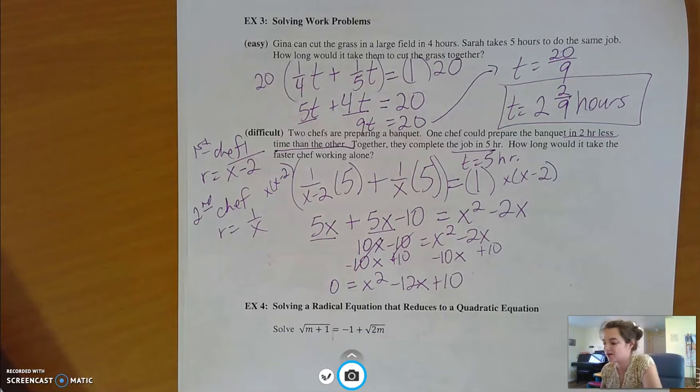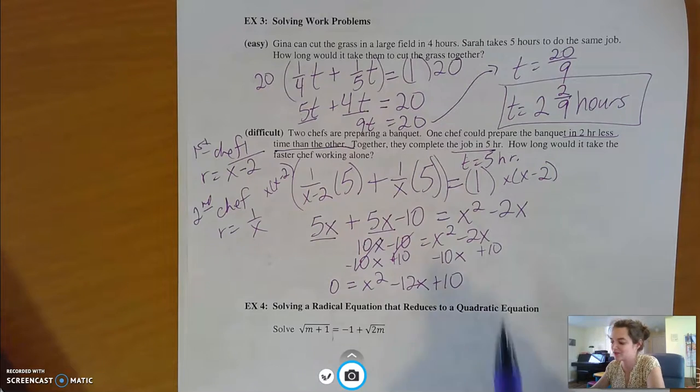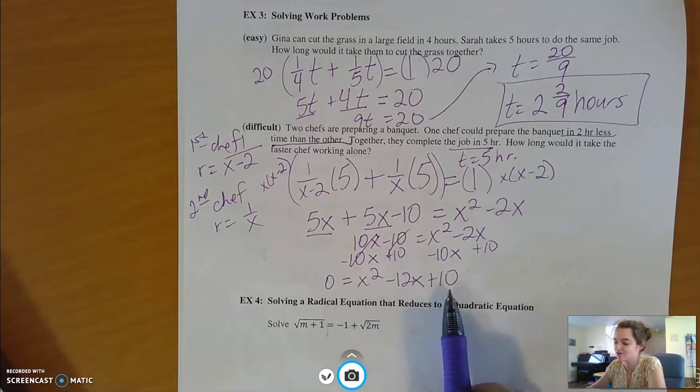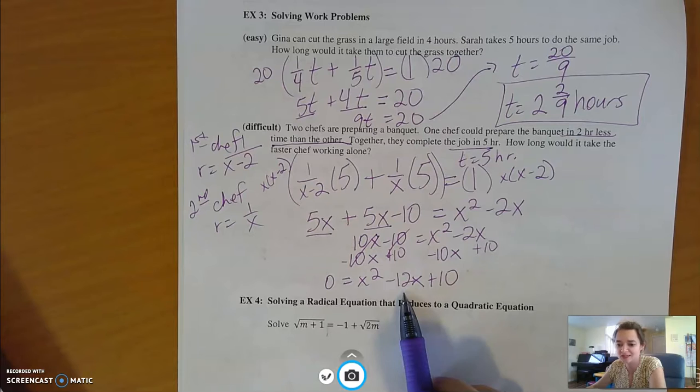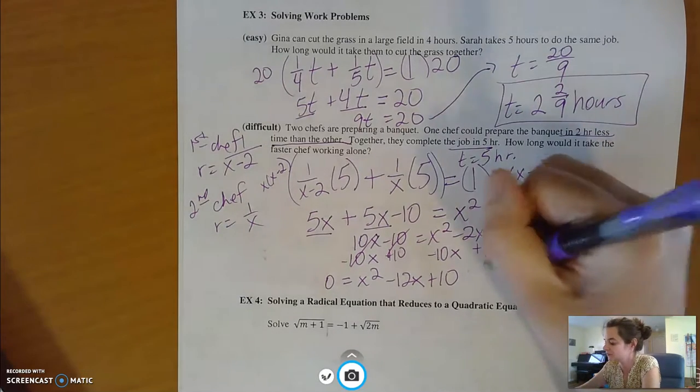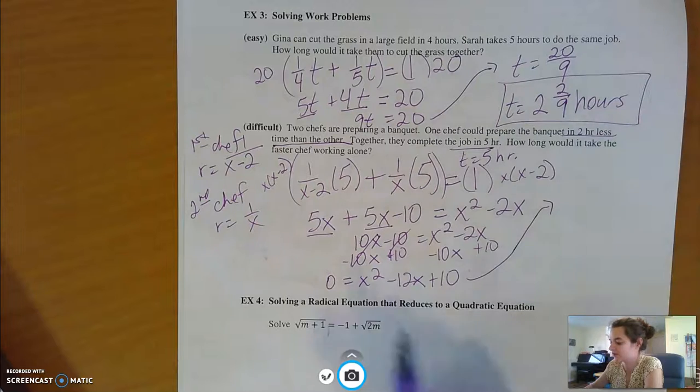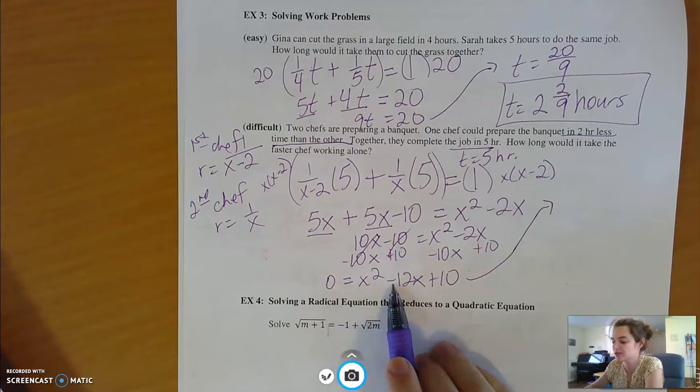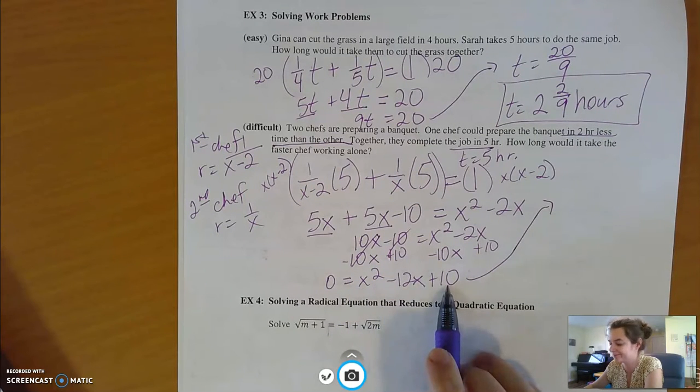Okay. It doesn't factor. If you think about factors of 10, 10 and 1 would give you a middle term of 11. 5 and 2 would give you a middle term of 7. So you're really not factoring on this one. Let's look at the quadratic formula instead. So for our quadratic formula, a is 1, b is negative 12, c is 10.